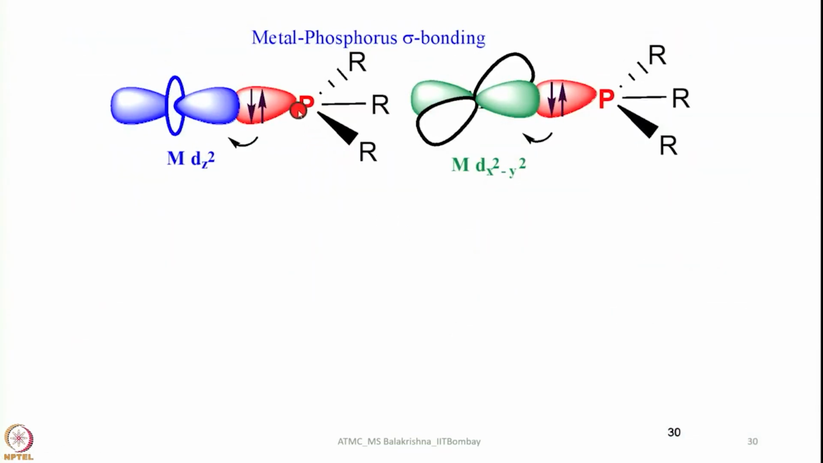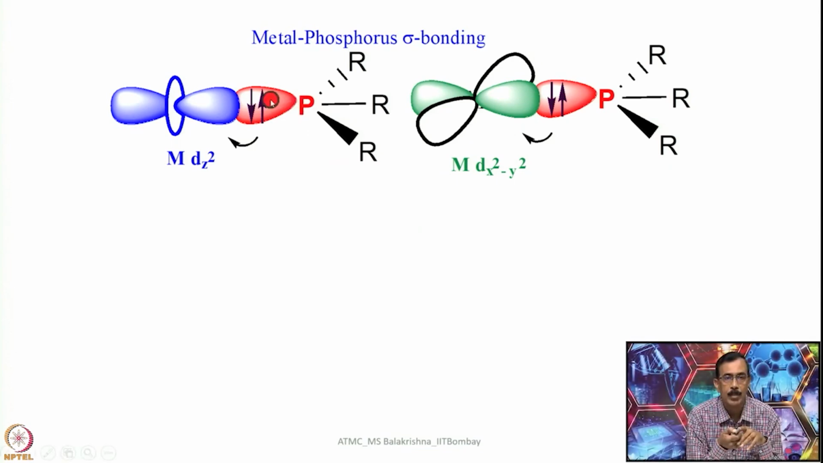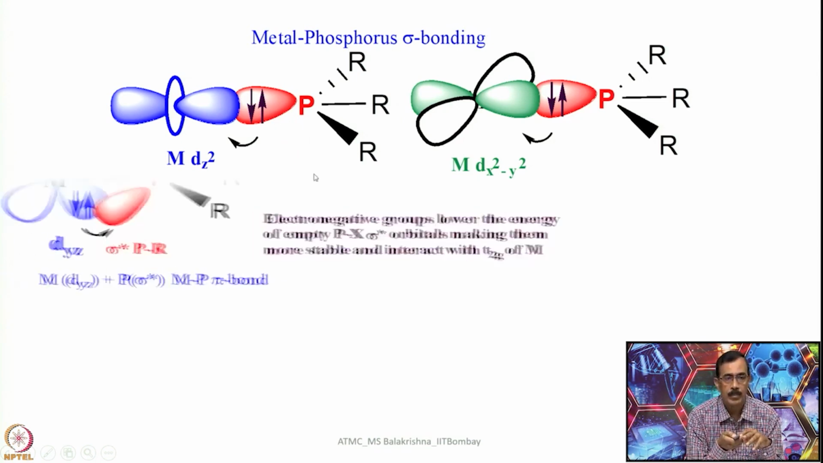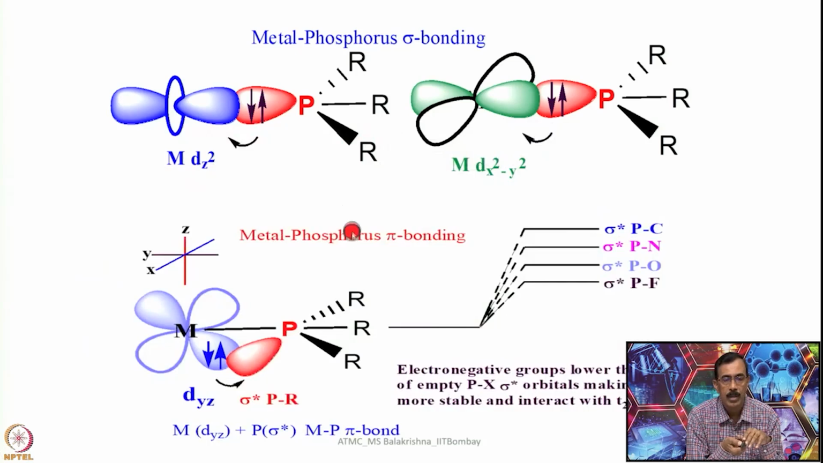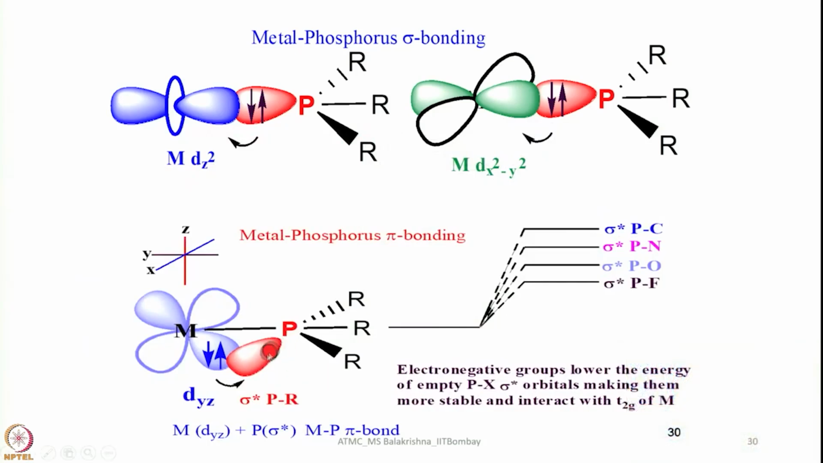Let us look into the binding again. As I mentioned, phosphorus in the trivalent state has a pair of electrons, so that can go to a suitable metal orbital to establish a metal to ligand bond, that is, a metal to phosphorus bond. So, preferably it can go to dz square or dx minus y square based on the type of geometry adopted by these metal complexes. Now, you can see here this is about back donation to sigma star. Sigma star can interact with, say, dyz. In that case, the back donation happens.